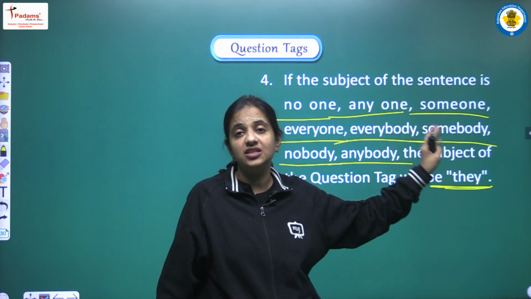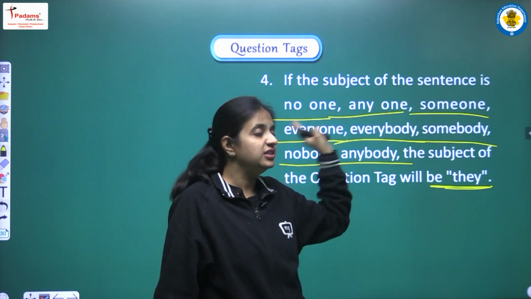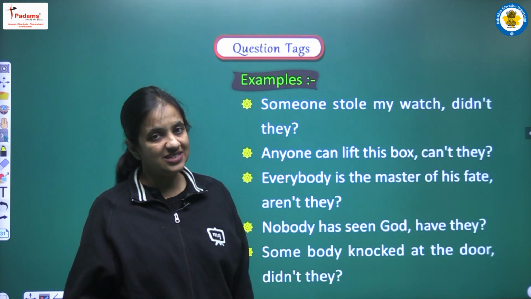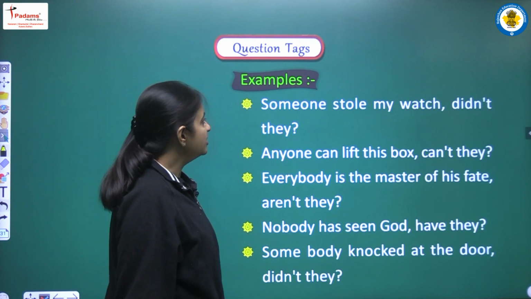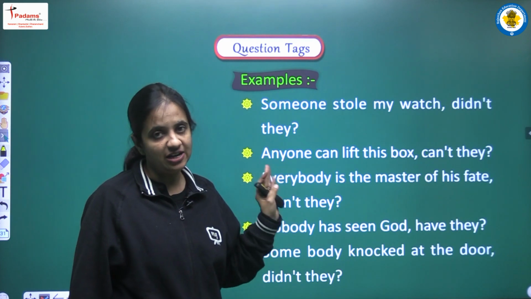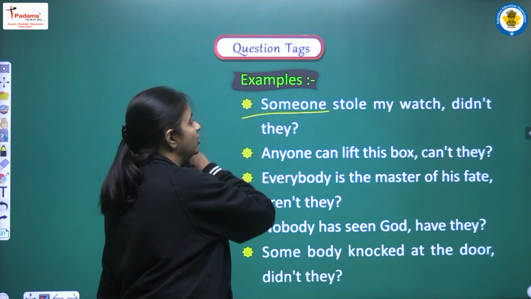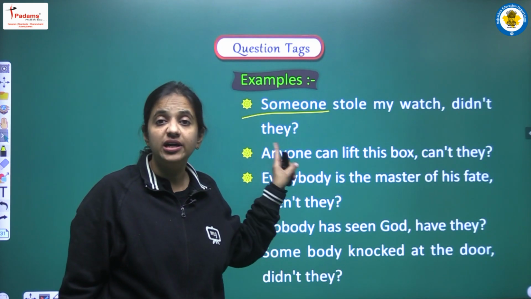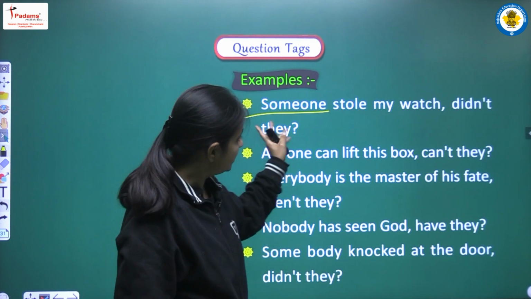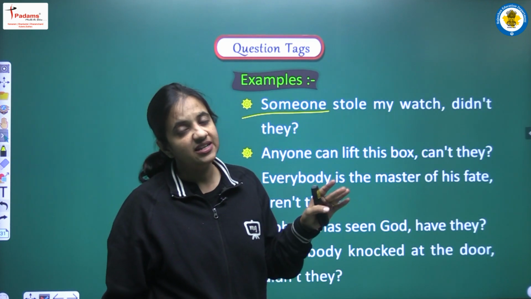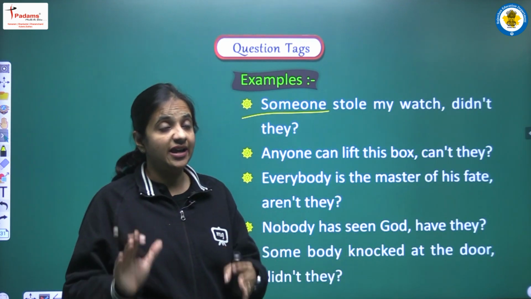We have to use they in the place of all these words. So let's see some of the examples again to clear this thing. First one is, someone stole my watch. So this is the sentence that we are having here. In the beginning, or we can say as the subject of the sentence, we are having someone here. And we can see that it's a positive sentence. Someone stole my watch. So obviously the question tag will be negative one.